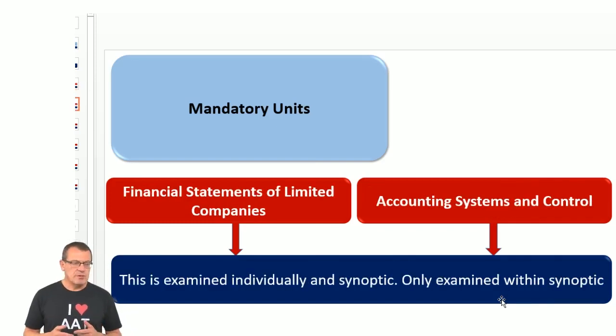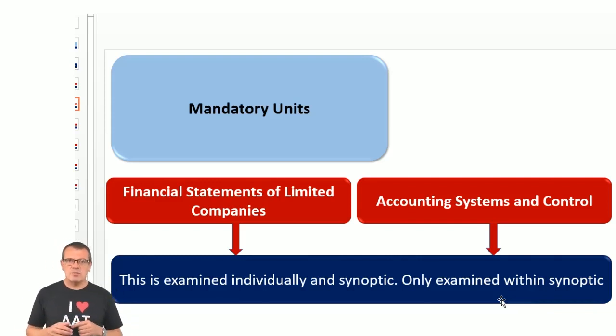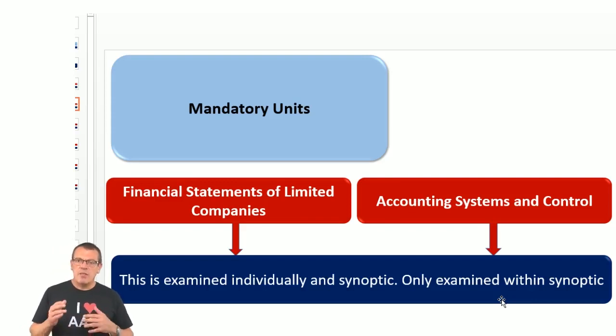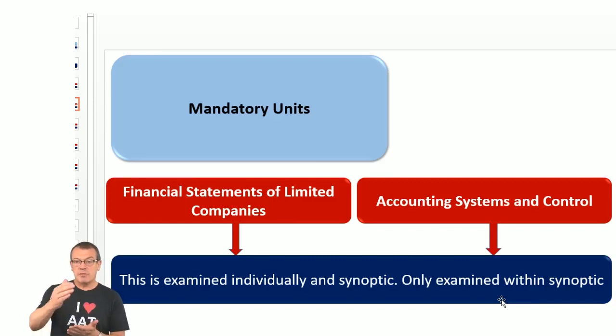The other mandatory units that we've got are financial statements of limited companies, and accounting systems and control. So I'd like to talk firstly about financial statements of limited companies. This, yet again, is the kind of spine of AAT, really. It brings you from level 2, where you've got your 2 bookkeeping units, to level 3, where you've got 2 bookkeeping units, and then you progress to level 4, where we're now dealing with limited companies and information.